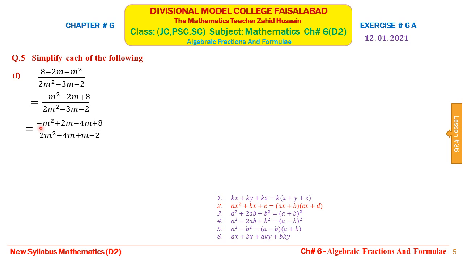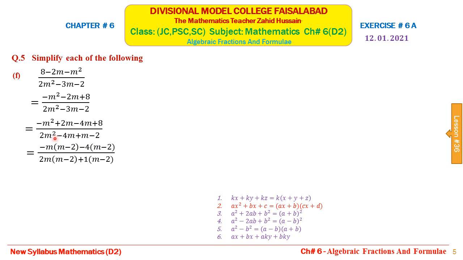yourself. Now factorize the numerator and denominators by grouping first two terms and last two terms. From the first two terms, minus m is common, and we will be left with m minus 2, because we have taken minus common, so the sign within the bracket will be changed. From the last two terms, minus 4 is common, so we are left with m minus 2.